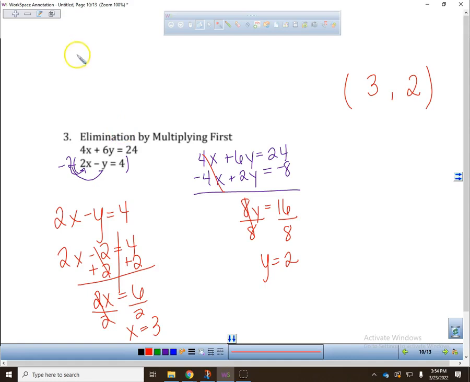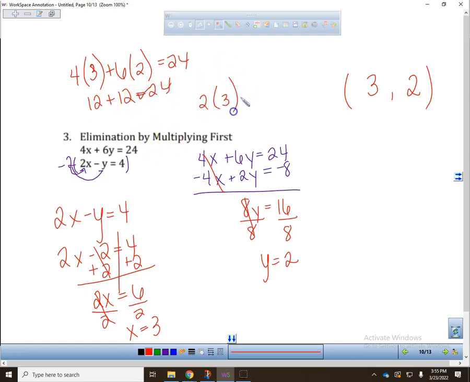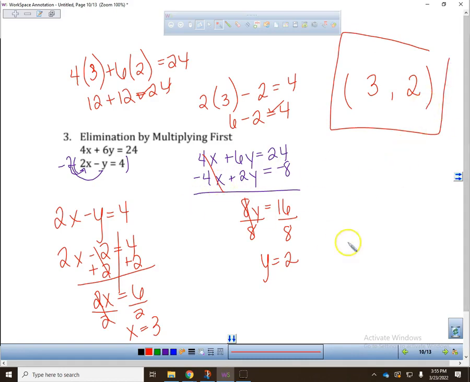When you plug those numbers in, I'm going to just check them quickly. When x is 3 plus 6 times y is 2, so 12 plus 12 is 24. So that works with the first equation. X is 3 minus y is 2. So that's 6 minus 2 is 4. Yes, that works. So I know after checking that 3, 2 would be the answer to my system of equations there.